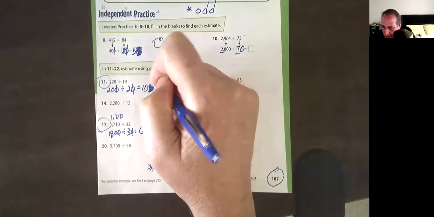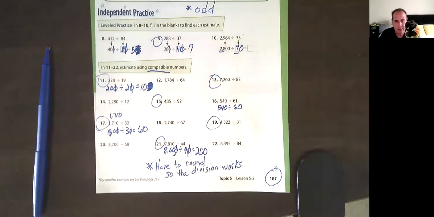This word right here, compatible. What does that even mean, Stumpy? What does compatible numbers mean? That means you can work with them. You're compatible. You work together. Oh, in division, that would make a lot of sense.